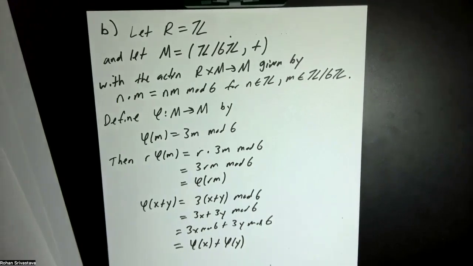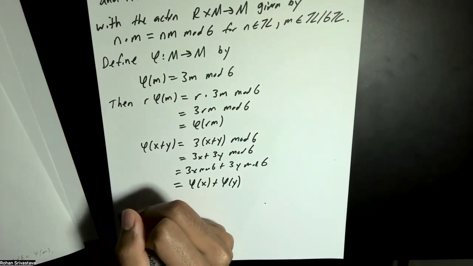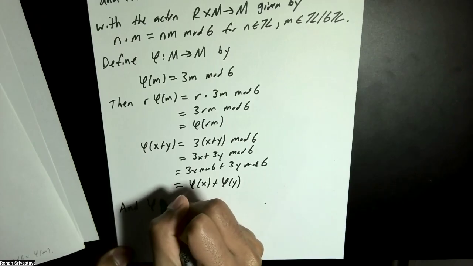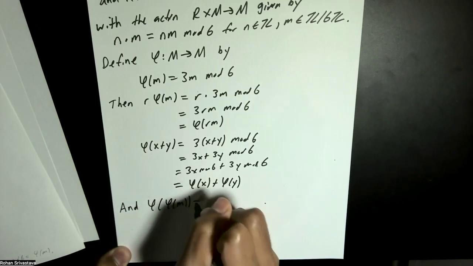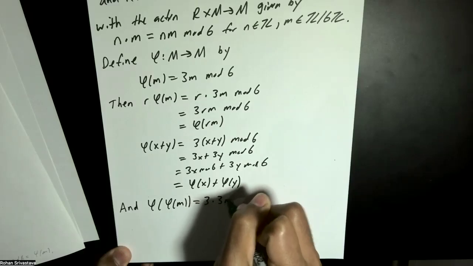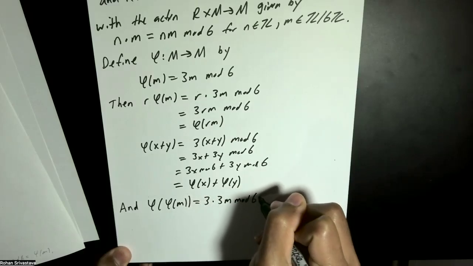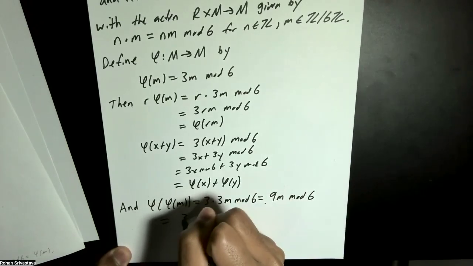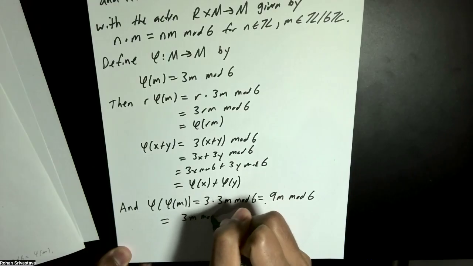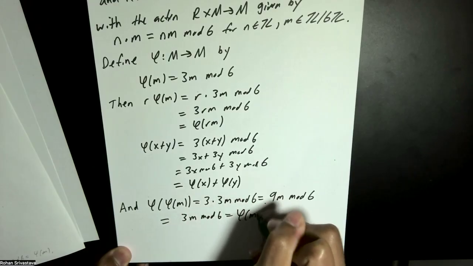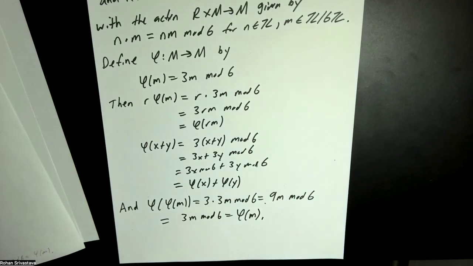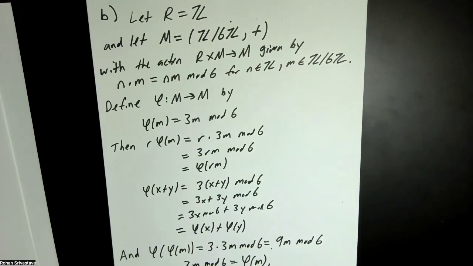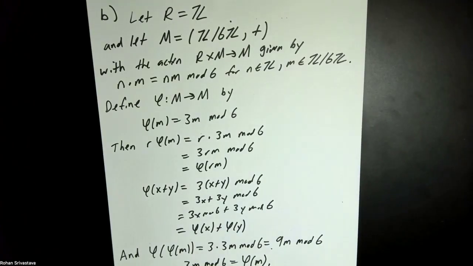And then the last thing we need to show is that phi squared is itself. So phi of phi of m is 3 times 3m mod 6, which is 9m mod 6, which is 3m mod 6, which is phi of m. And so this phi, for this M and this R, satisfies the criteria for part B. And that completes this problem.